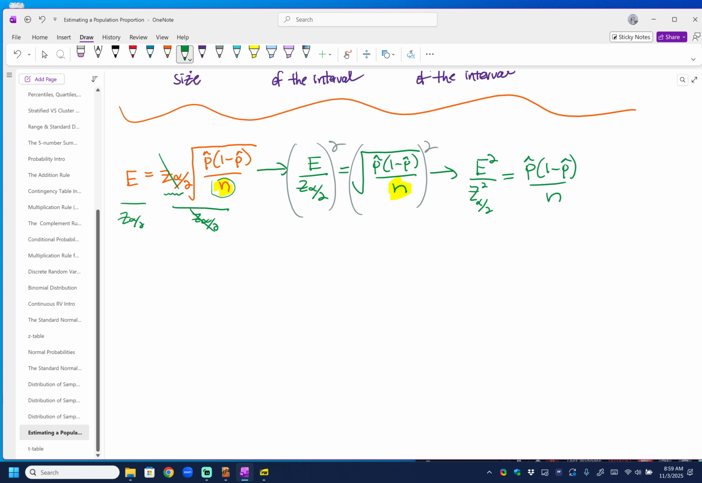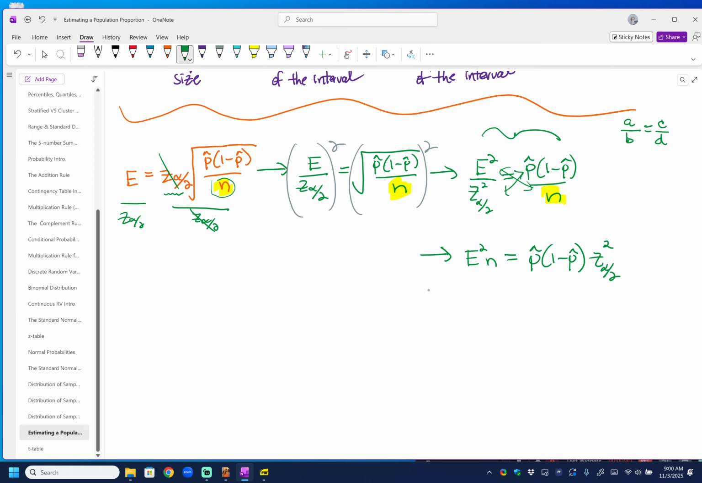There are a couple ways to do this, but the easiest way right now is that if you look at this very carefully, this whole thing is what we call a proportion from algebra. A proportion is the equivalent of two ratios, so a over b equals c over d. And what would we do in that scenario if we wanted to solve it? We would cross multiply. So that's what we're going to do next. We're going to cross multiply these and get e squared times n is equal to p hat times 1 minus p hat times z squared alpha over 2.